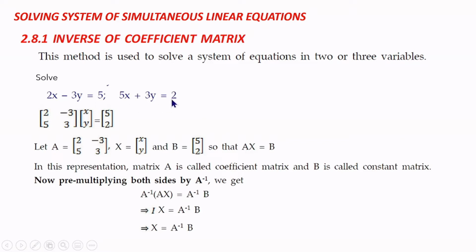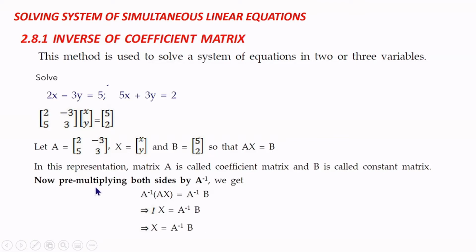We can represent this system of equations in this matrix form: 2, minus 3, 5, 3, times x, y, equal to 5, 2. Here we can take A equal to this matrix 2, minus 3, 5, 3, then X equal to the variable matrix x and y, and B equal to this matrix 5, 2, so that we have AX is equal to B. Here this matrix A is called the coefficient matrix, and this matrix B is called the constant matrix. So we can represent this system of equations in the form AX is equal to B.